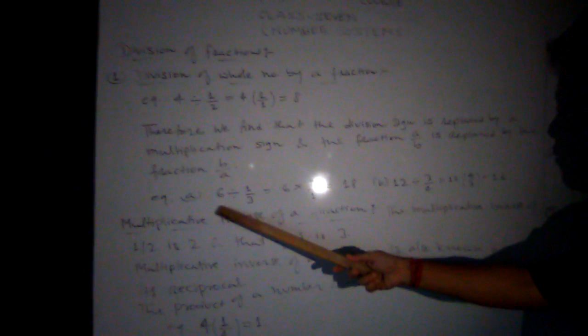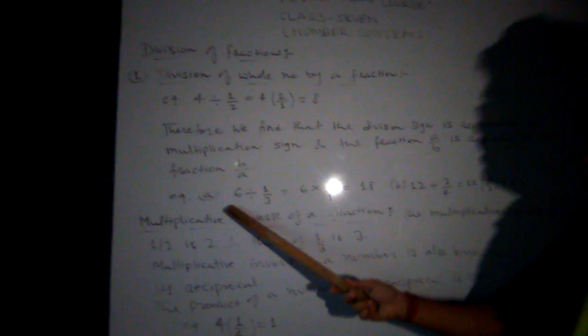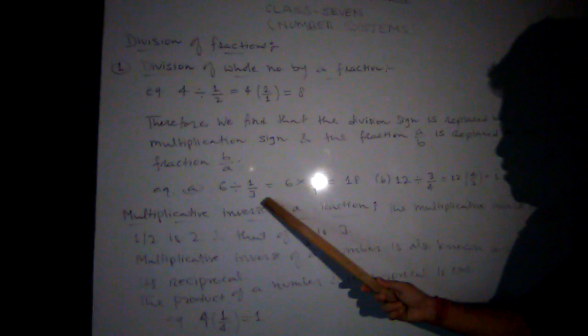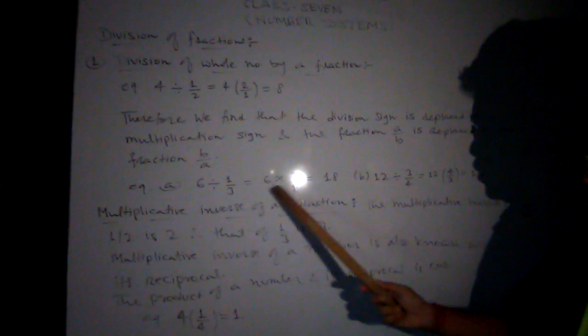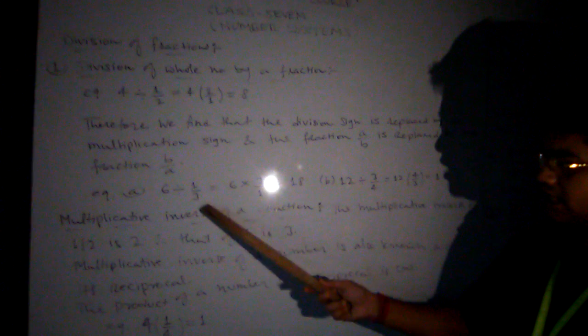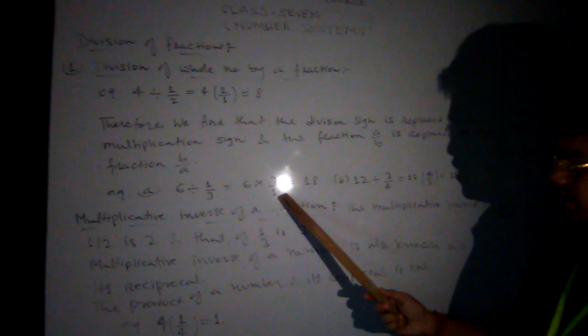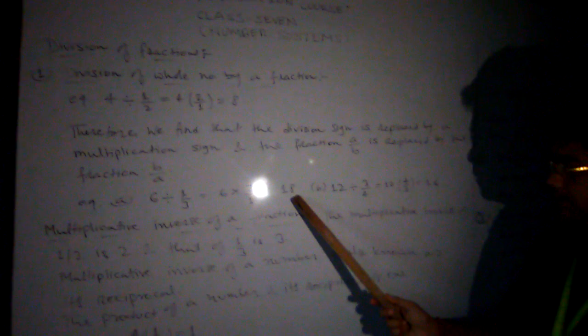Let's see one more example. Suppose we are dividing whole number 6 by fraction 1/3. So in the next step, this division will get replaced with multiplication and 1/3 will get replaced with its reciprocal, that is 3/1. Finally, it will simplify to 18.